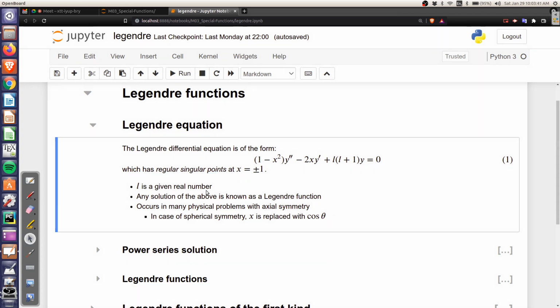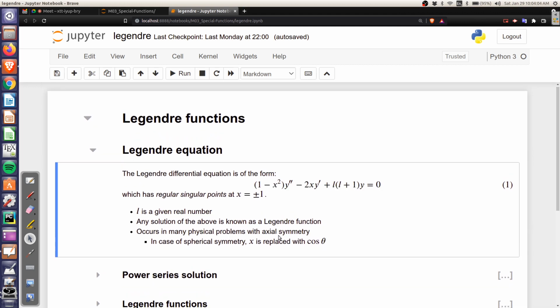The infinite solution will be converging only between plus or minus 1, and the finite solution is just going to be a polynomial, so we don't have to worry about the convergence. But the infinite series solution will have a region of convergence between minus 1 and plus 1. And cos theta, we know, is a trigonometric function. The range of values of cos theta lies between minus and plus 1.